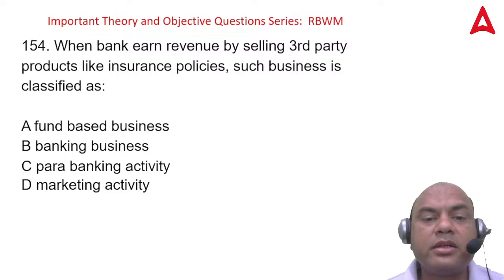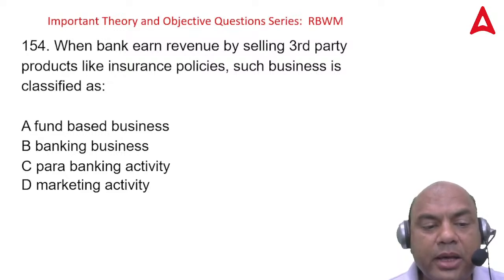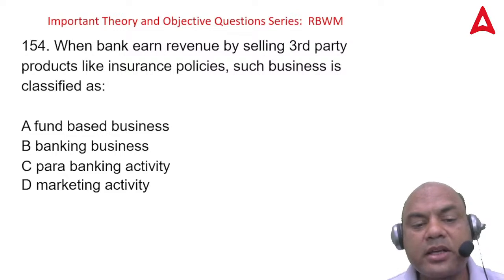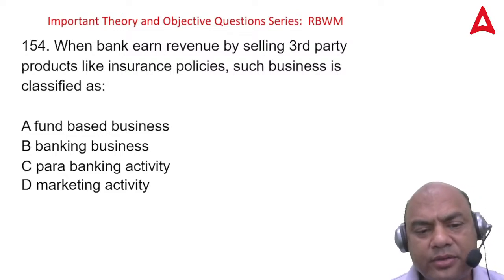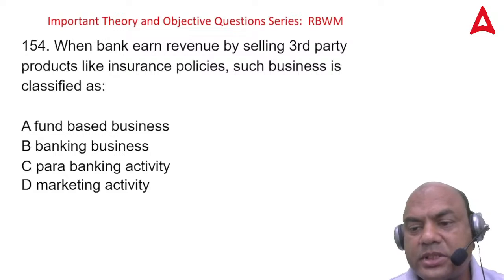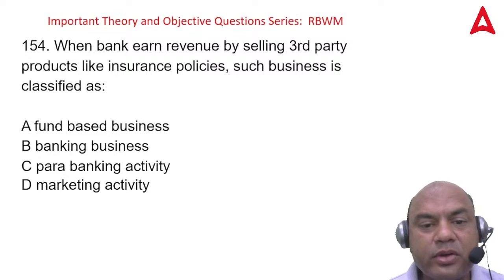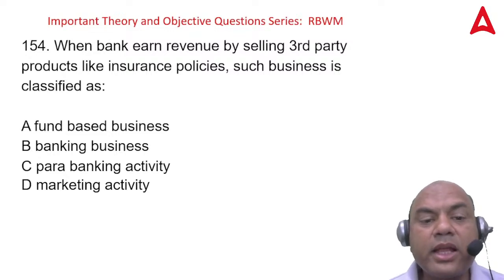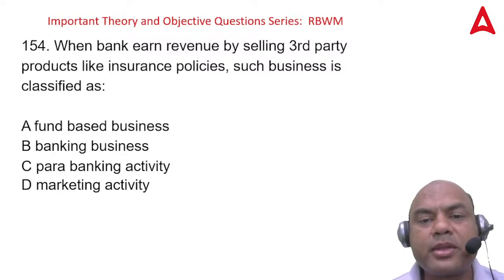When a bank earns revenue by selling third-party products like insurance policies, such business is classified as fund-based, banking, para-banking, and marketing activity. So what is that called? Insurance you sell. What is this insurance business called? We call it TPP, right? Third-party product. That's what we call it. But what is the actual word for this? Third party is okay. Third party is one part of something.